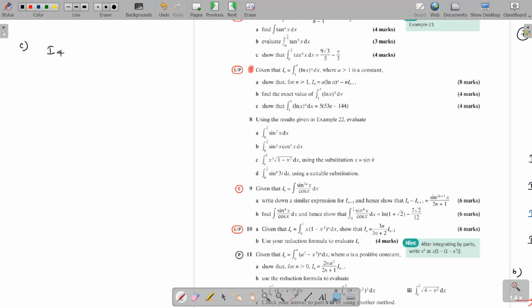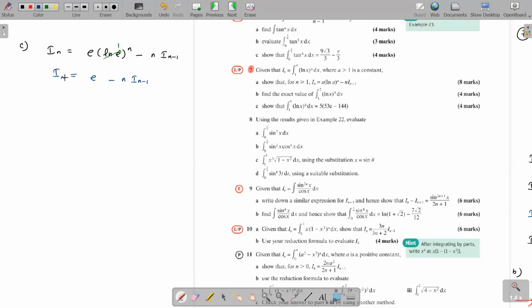In. What's the In equation? Since it's from 1 to e, first rewrite the equation for In. So what's the In equation? In equals, instead of writing a, we write e, ln e to the power n minus n times In minus 1. Are you with me? Who is ln e? Log base e is 1, right? Ln e is 1. Logarithm of e. So 1 to the power n is 1. 1 to the power of anything is 1. So minus n times In minus 1.